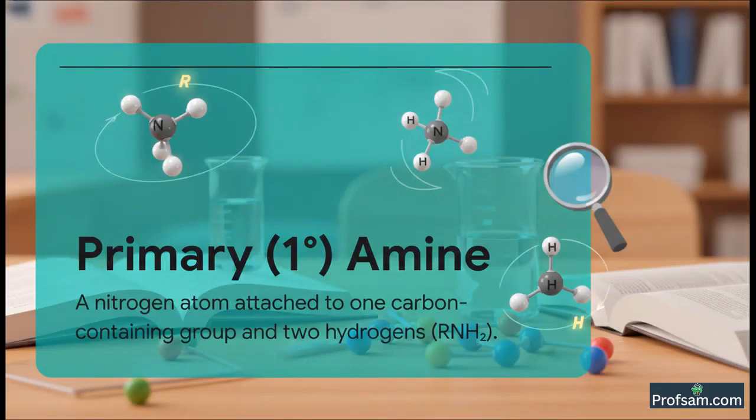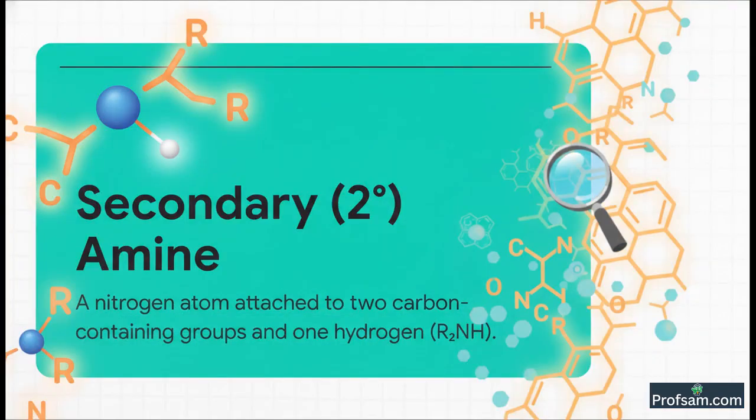At this simplest level, we have what is called a primary amine, which we write as 1 degree. In a primary amine, the nitrogen atom is bonded to just one carbon-containing group. And please notice, it has 2 hydrogens attached to the nitrogen. Next up is the secondary amine, or 2 degree. Here, the nitrogen atom is bonded to 2 carbon groups. This leaves it with only 1 hydrogen attached to the nitrogen.